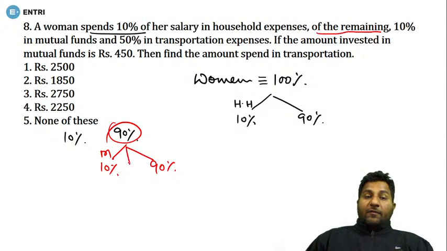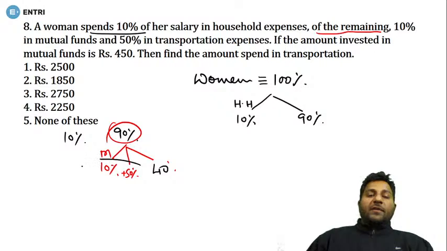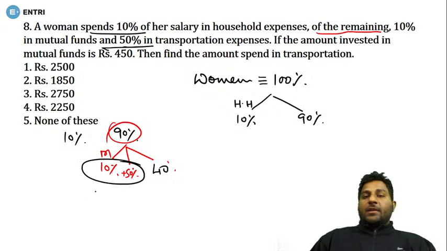So remember, 50% in transportation means we are left with only 40% of the remaining, because we have spent 60% of the total. If the amount invested in mutual funds is 450, then find the amount invested in transportation.